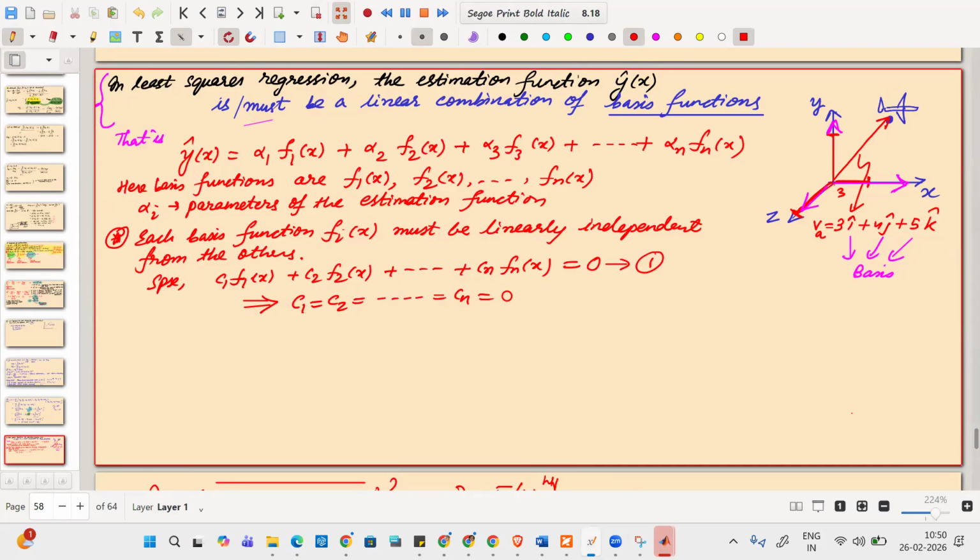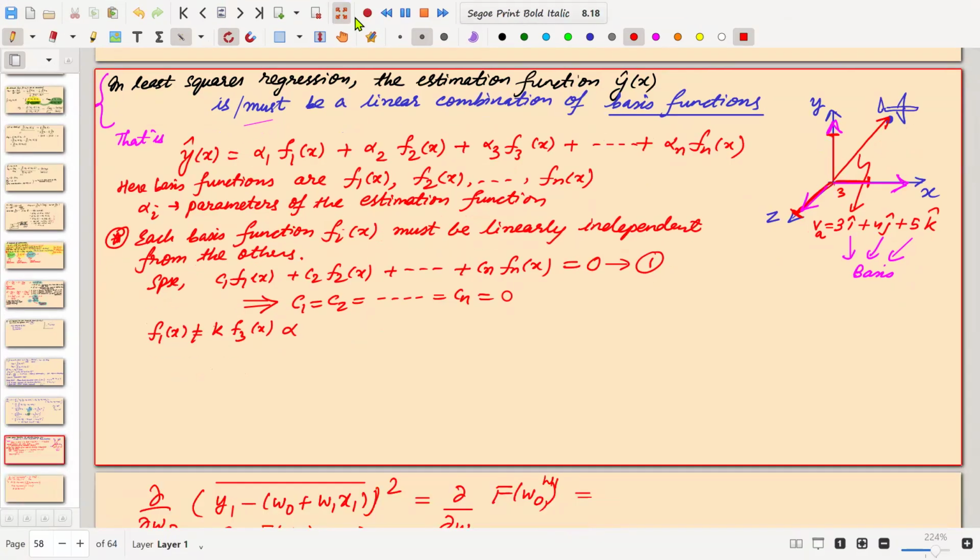What does it tell you? What did you understand? You cannot write any basis function in terms of another basis function. I mean, linearly independent means f1 of x is not equal to k times some f3 of x. You cannot have it. Okay. You got that idea, no? You cannot write one basis function as a multiple of others.